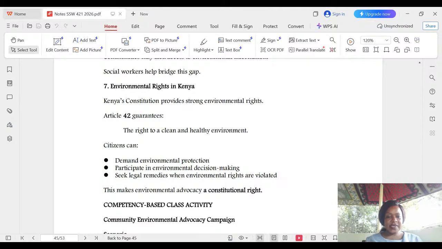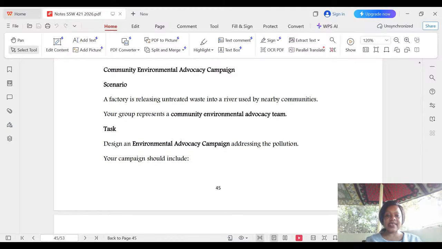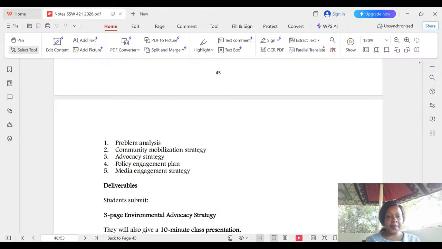Okay, so let's look at the competency-based activities, which we are going to do in the next class when we meet. So work in your groups. So these are the most important aspects of the content, the ability to apply, okay? So the first, community environmental advocacy campaign. We have a scenario here. A factory is releasing untreated waste into a river used by nearby communities. Your group represents a community environmental advocacy team. So here's a task. Design an environmental advocacy campaign addressing the pollution. Your campaign should include the problem analysis, the community mobilization strategy, the advocacy strategy, the policy engagement plan, and the media engagement strategy. Very, very interesting.